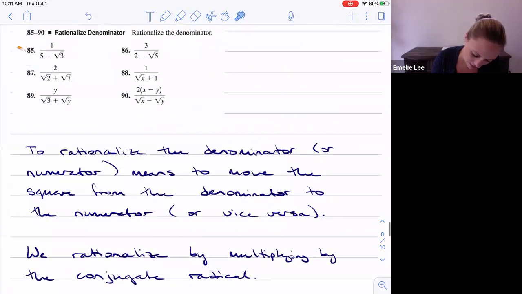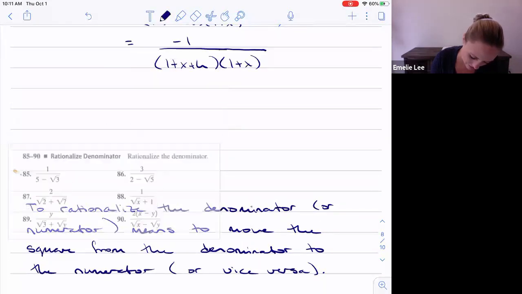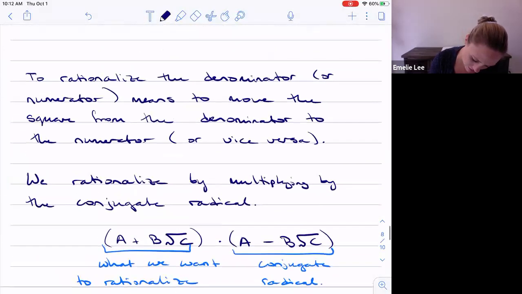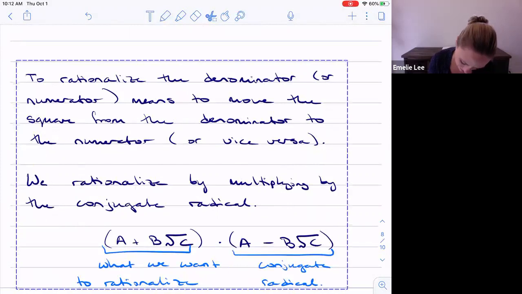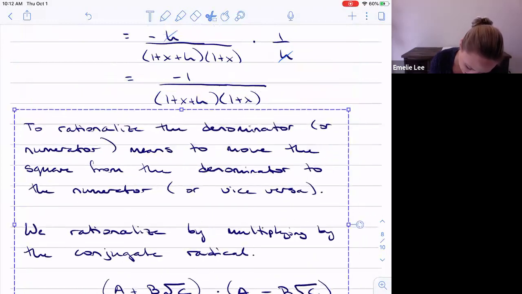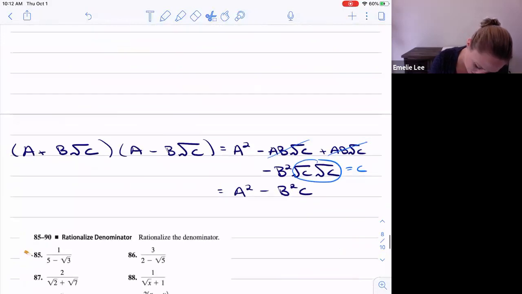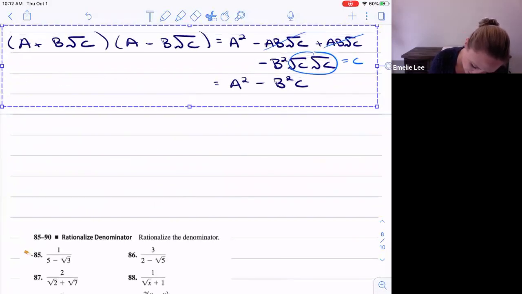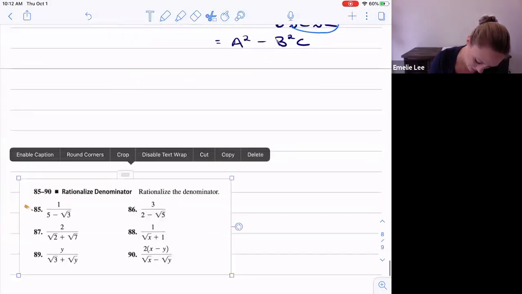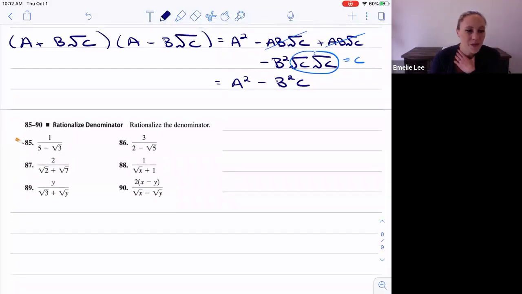So let's see here. You know what? I should move this down. I'm going to do some rearranging here and see if I can get all these on the same page. Good. Nice. Cool. Some quick rejigging there.